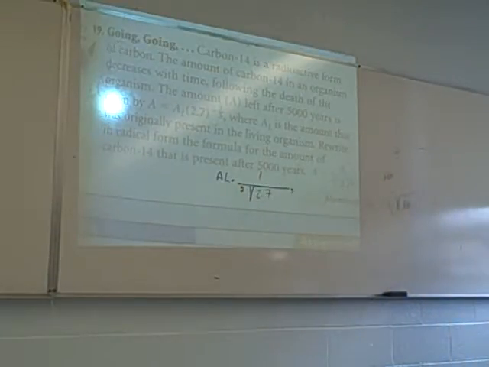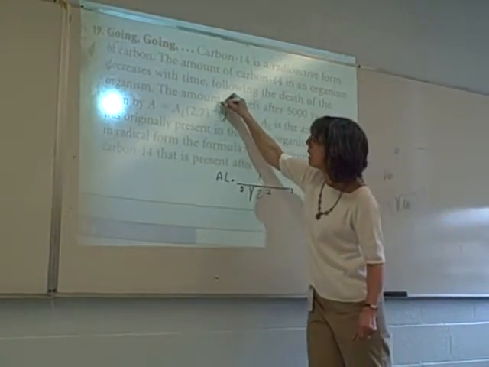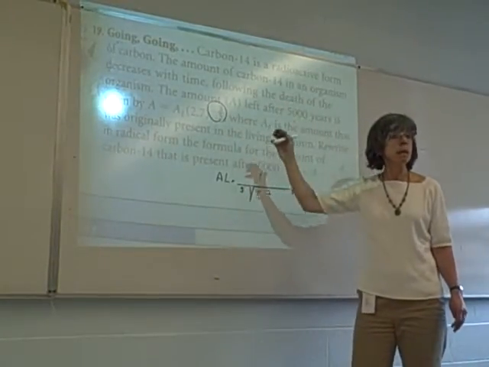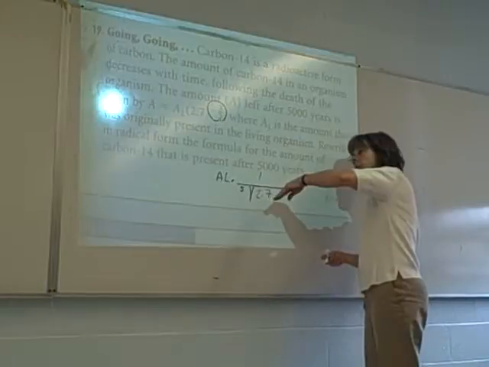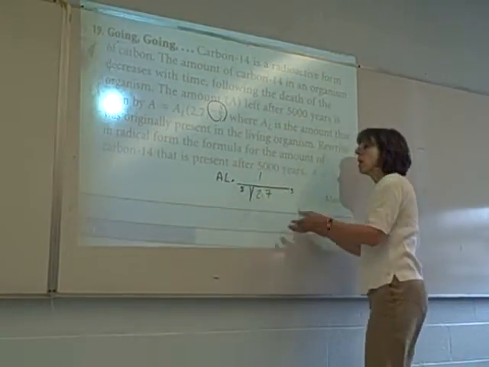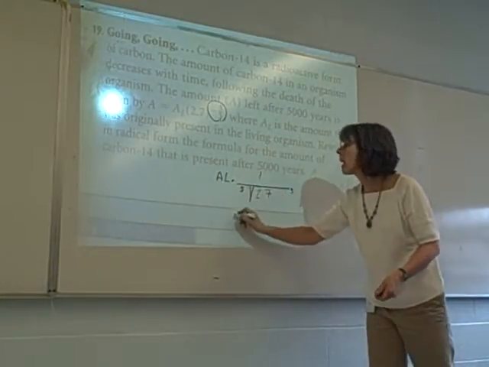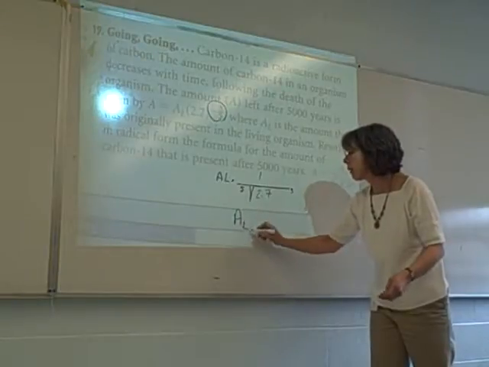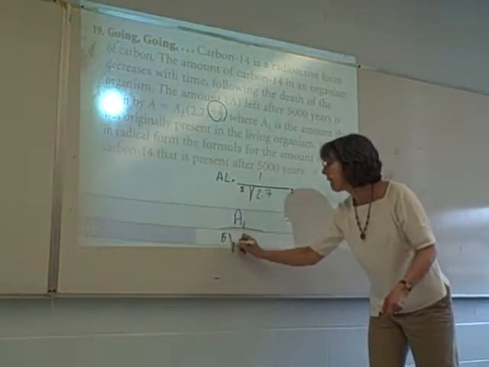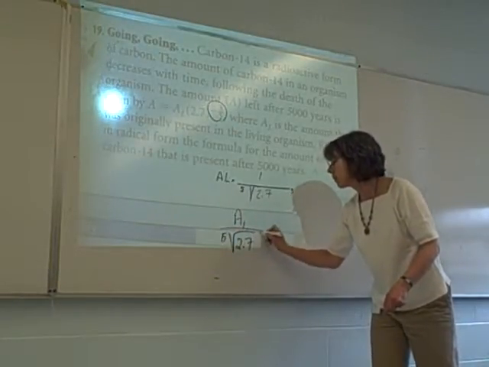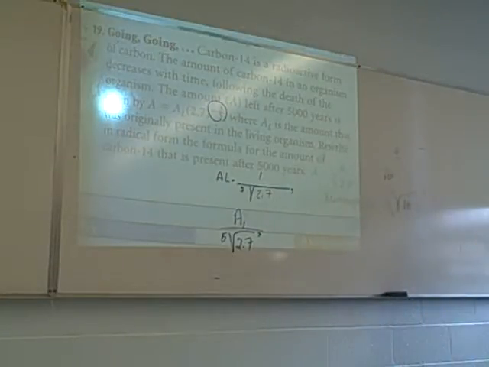How come it's A sub L and not just one? Because I have this negative exponent, so it's always going down. That is going down. But I can simplify this and say A sub L over 2.7 cubed. Okay? Is everybody okay with that?